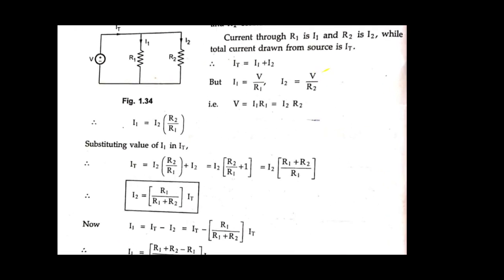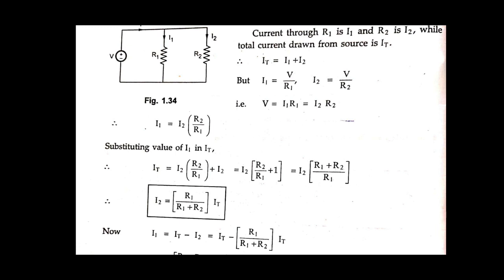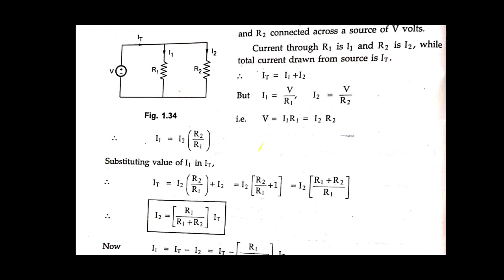So the total current IT is equal to I1 plus I2. Now we have to calculate I1. How can you calculate I1? I1 is equal to V upon R1 and I2 is equal to V upon R2. That means V is equal to I1 R1 and V is equal to I2 R2. Therefore I1 is equal to I2 times (R2 upon R1).